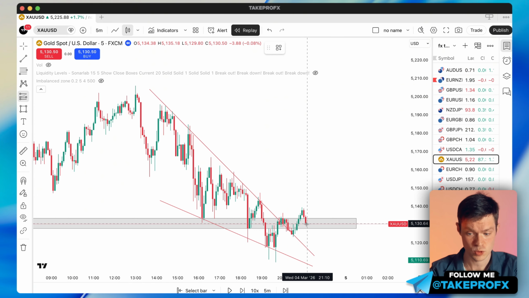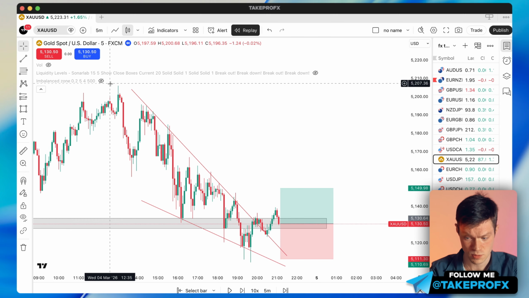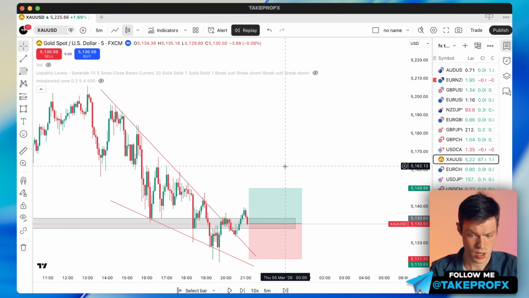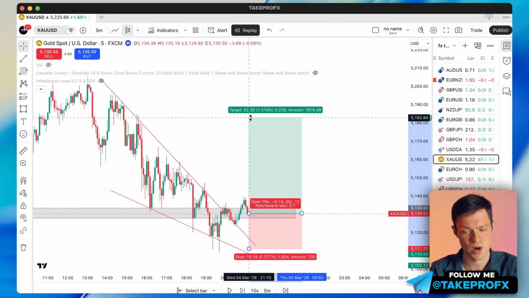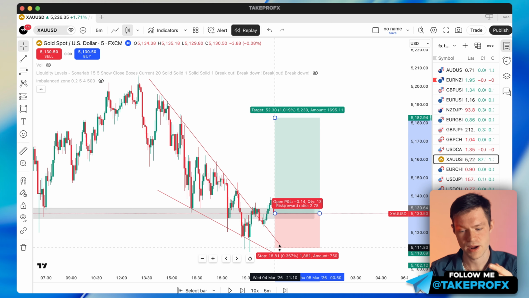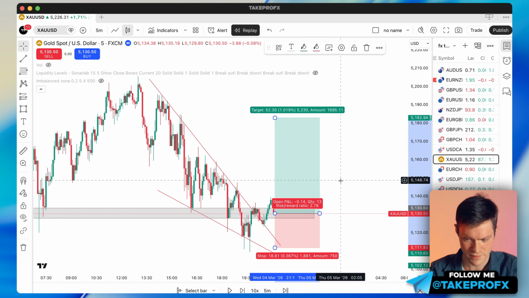Right now I have a good opportunity for a long position, and now there is a main question. Where to put your take profit and where to put your stop loss. These are the main questions you will have after you have found an interesting entry point.